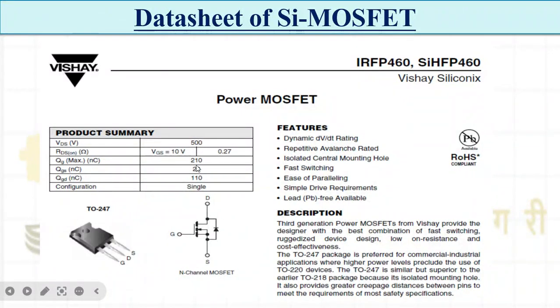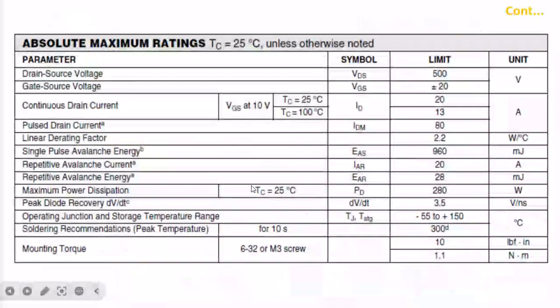So another symbol they have given, and this is the three-terminal device: gate, source and drain. So this is how any particular device is. Now, what are the important things we have to look at in this?